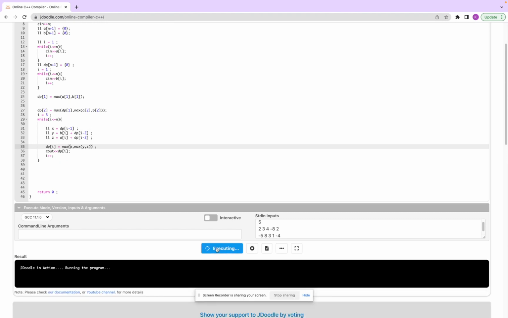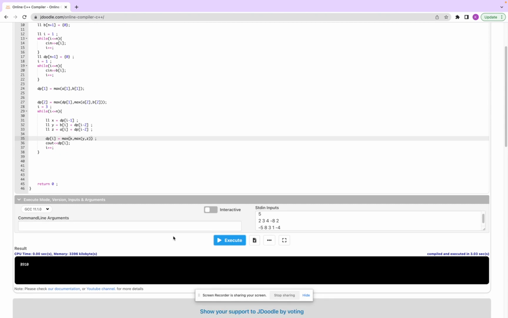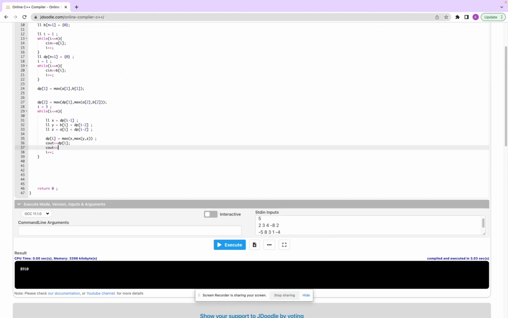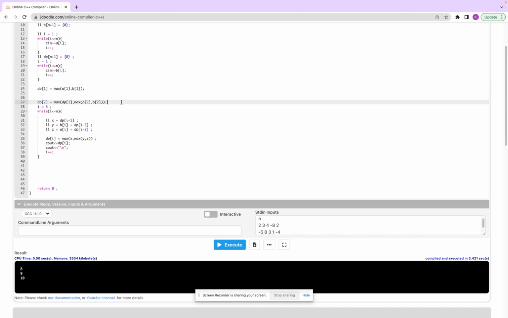So what's the issue? Not able to find out right now. Let me write cout and endl as well. So dp of 1, I think. They are saying that dp of 3 is 8. Okay, so let me print the index i as well. These are just to check. This is called debugging, guys. Just to check what is the value at each index.